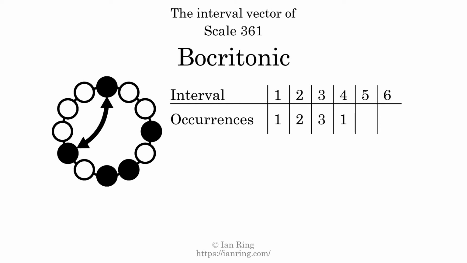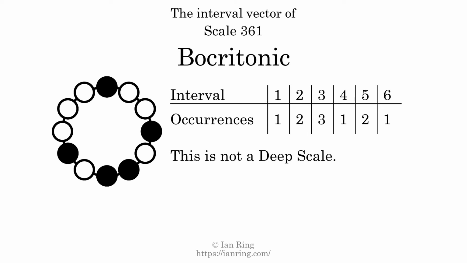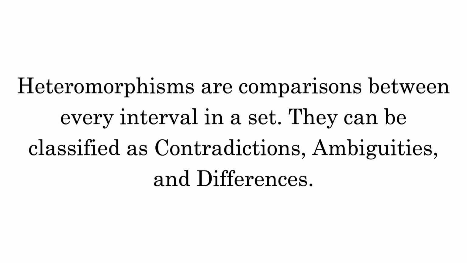It is here. There are 2 intervals with a size of 5 semitones. They are here and here. There is one interval with a size of 6 semitones. It is here. Each interval does not appear in this scale a unique number of times, so this is not a deep scale. Heteromorphisms are comparisons between every interval in a set.